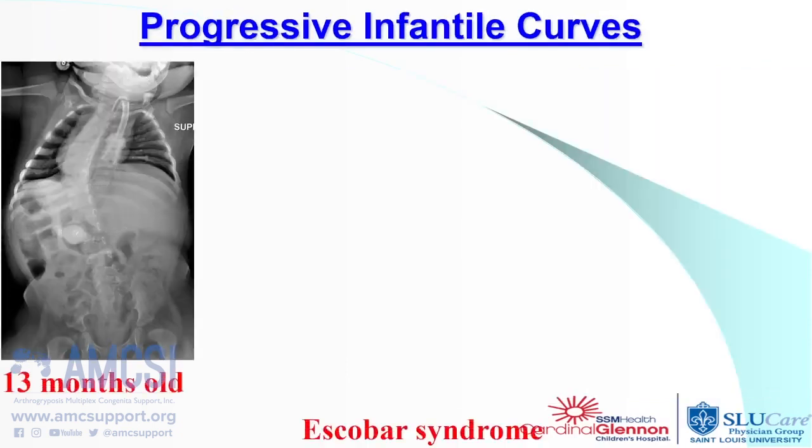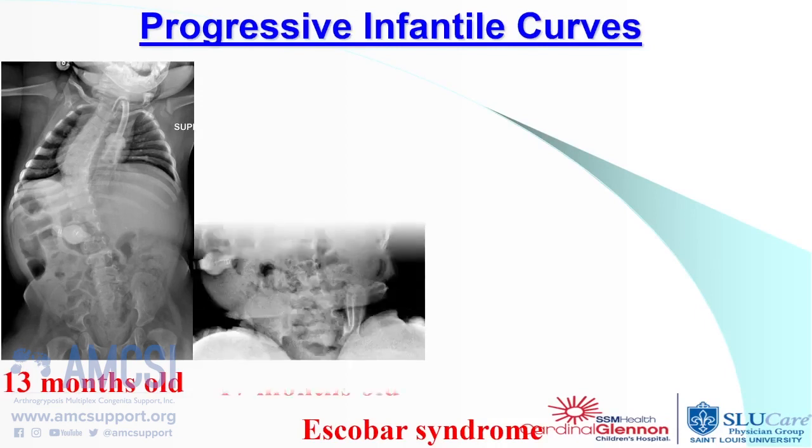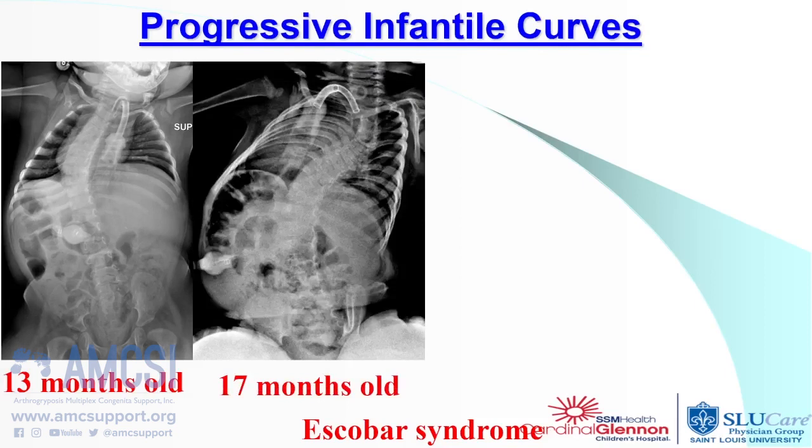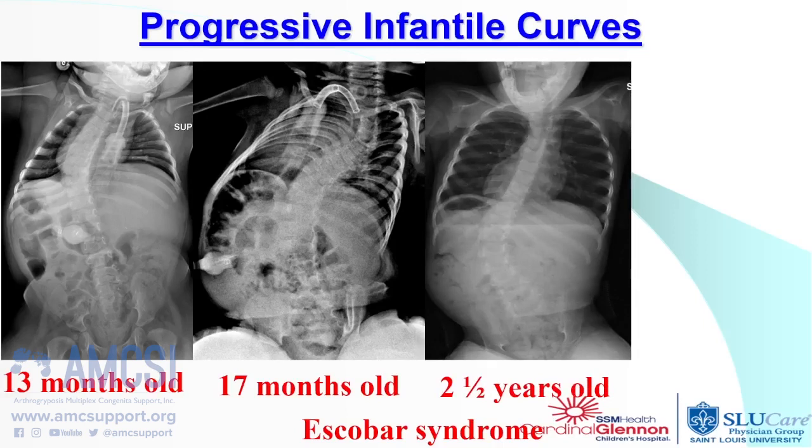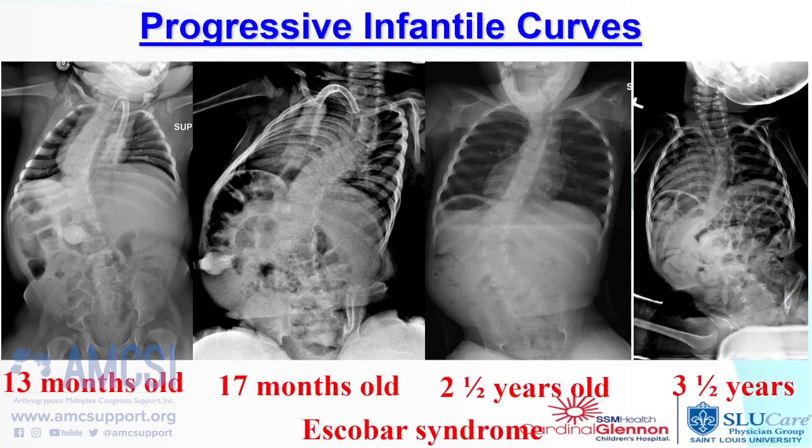All right, so let's go back and talk about the infantile curves. These are the ones that develop between birth and 3 years of age. So here's the 13-month-old child who's got Escobar syndrome. That's the ones with the winging or the pterygium of their joints. We see that it's rapidly progressing from 13 to 17 months. Here's at 2.5 years of age, and it's at 3.5 years of age. So it's a curve that's getting worse quickly.